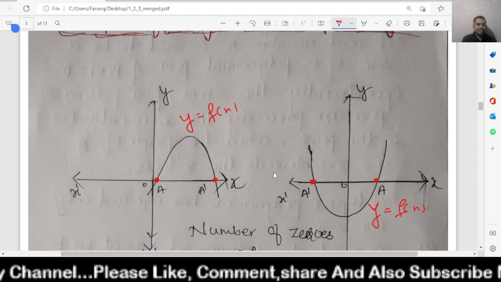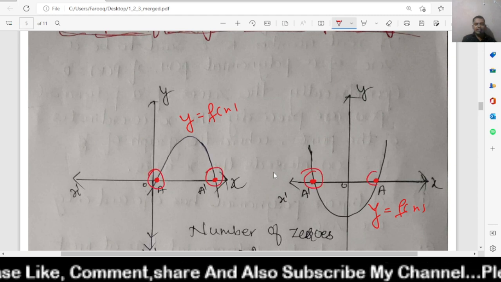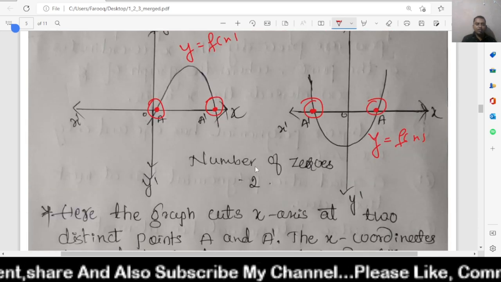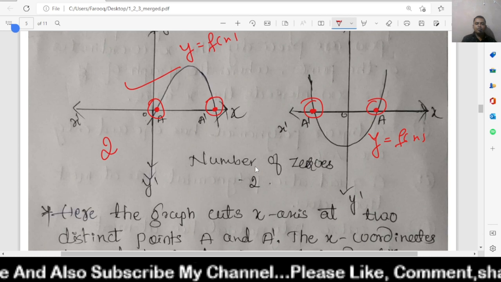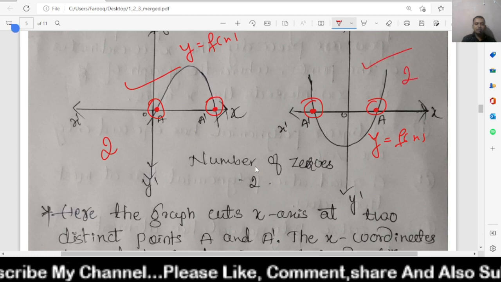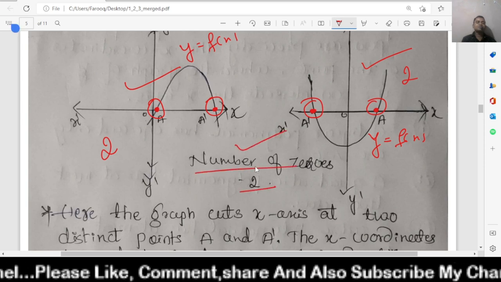Since the graph cuts the x-axis at two points, that is a and a dash, and here also a dash and a, the number of zeros here is 2. The zeros of this graph is 2, and the zeros of this graph is also 2, because it cuts the x-axis at 2 points. Therefore the number of zeros of these graphs is 2.